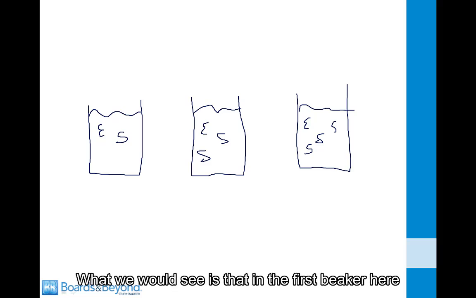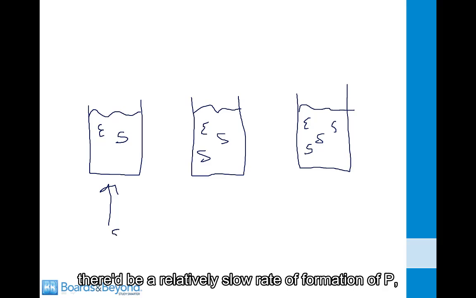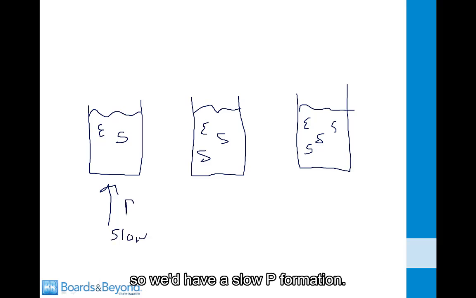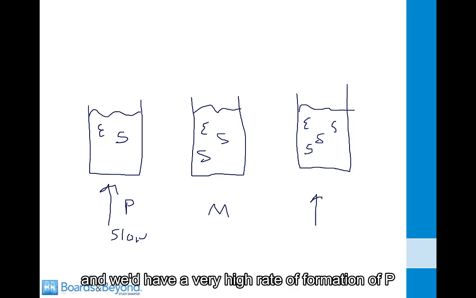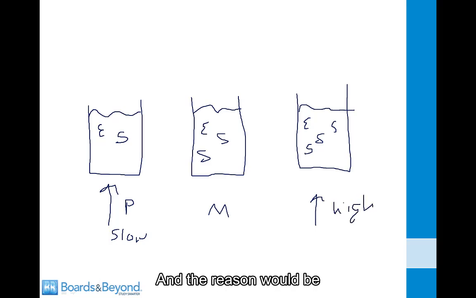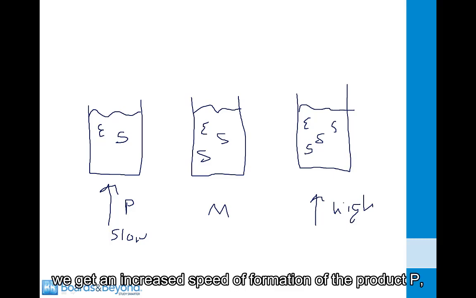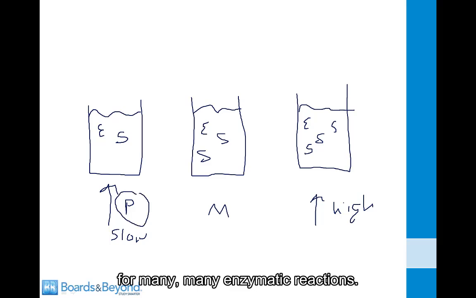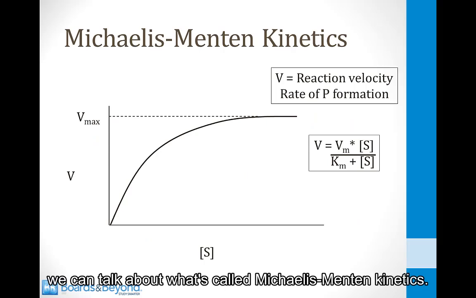What we would see is that in the first beaker here with just a little bit of substrate, there'd be a relatively slow rate of formation of P. So we'd have a slow P formation. It'd be somewhere in the middle for the second beaker, and we'd have a very high rate of formation of P here in the last beaker. And the reason would be that when we add more substrate, we get an increased speed of formation of the product P. And it turns out that's true for many, many enzymatic reactions. So with that concept in mind, we can talk about what's called Michaelis-Menten kinetics.